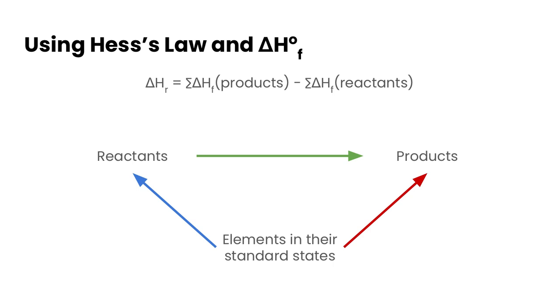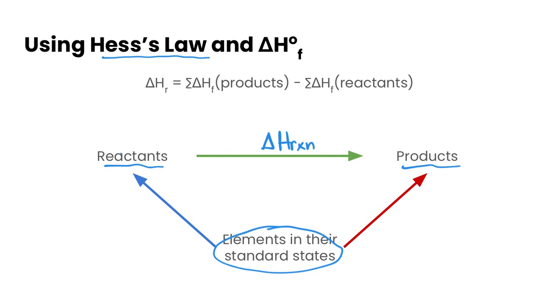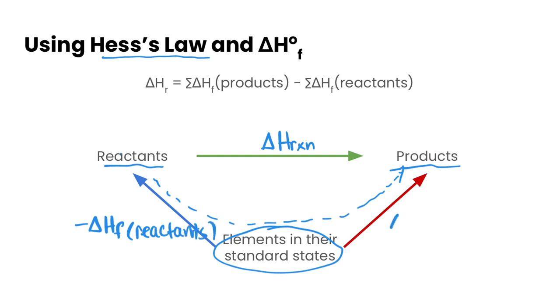So you can actually use enthalpies of formation, and you can use Hess's law to figure out the enthalpy change for any reaction. So if we were going from reactants to products, and we were trying to figure out this delta H of reaction here, and we knew the enthalpy changes of formation, so the elements in their standard states going to reactants and then going to products, we can take this indirect route here to figure out the enthalpy change of our reaction. And so that means we need to take the negative delta H of formation of all of our reactants and the positive delta H of formation of all of our products.